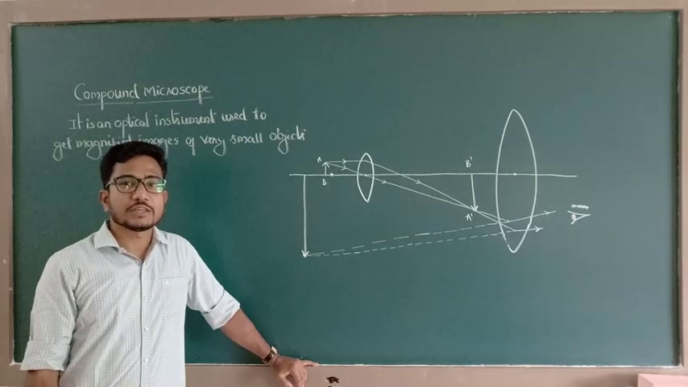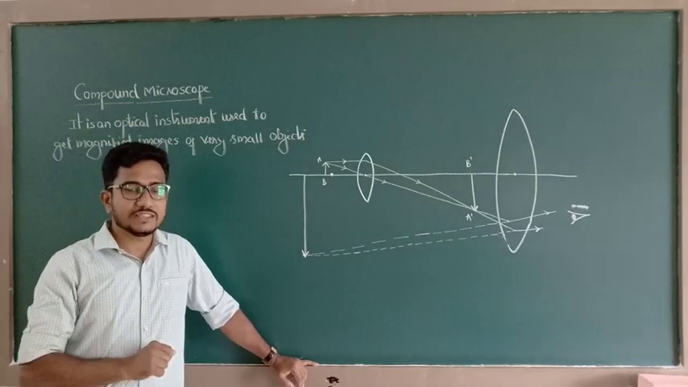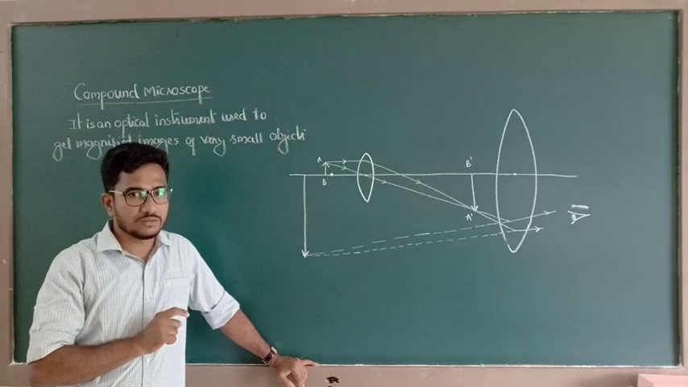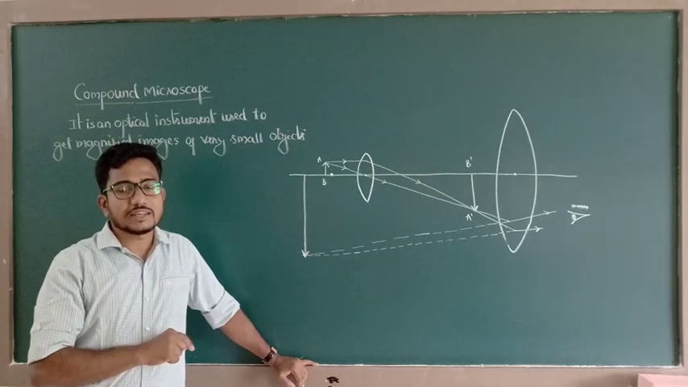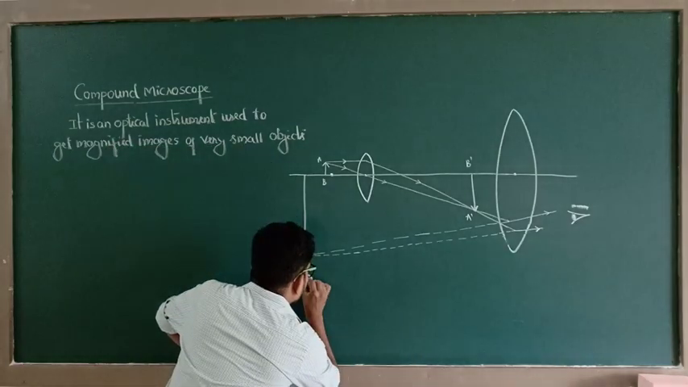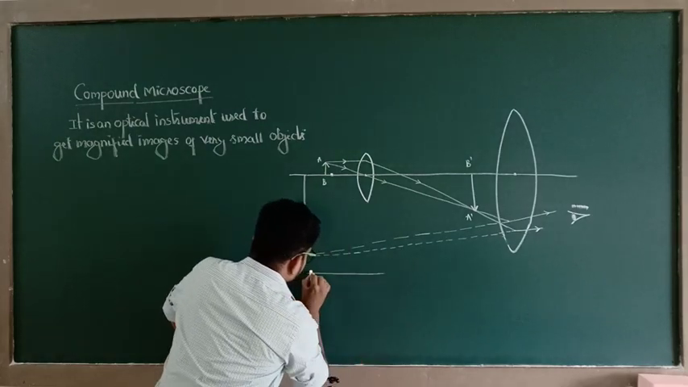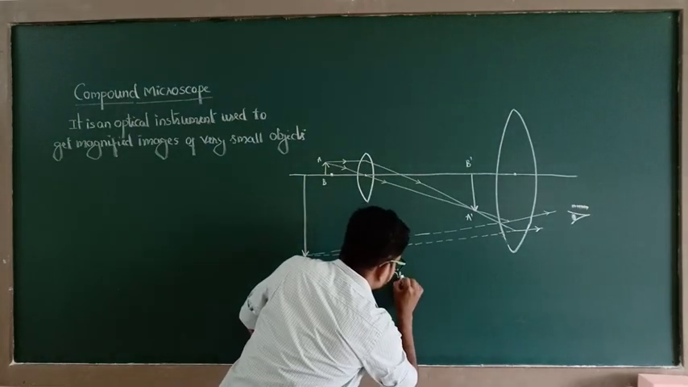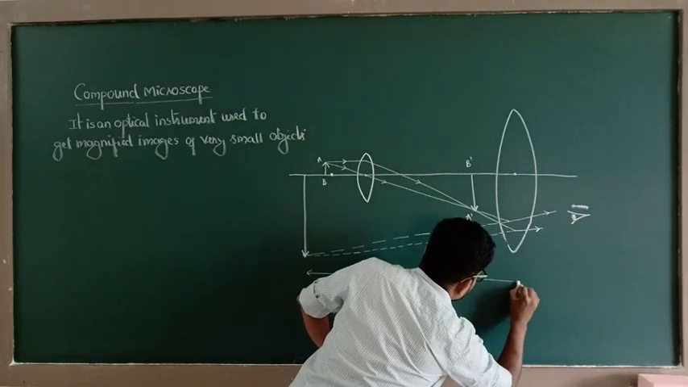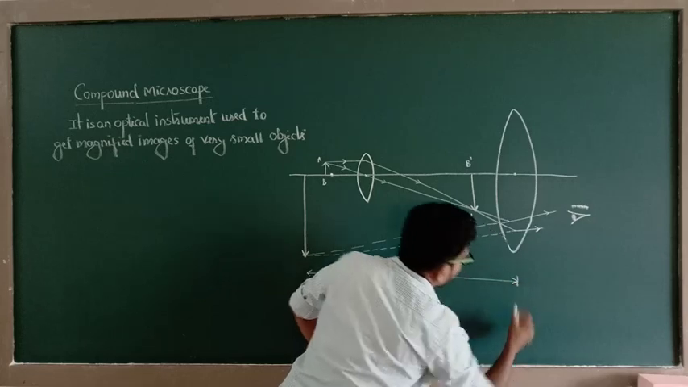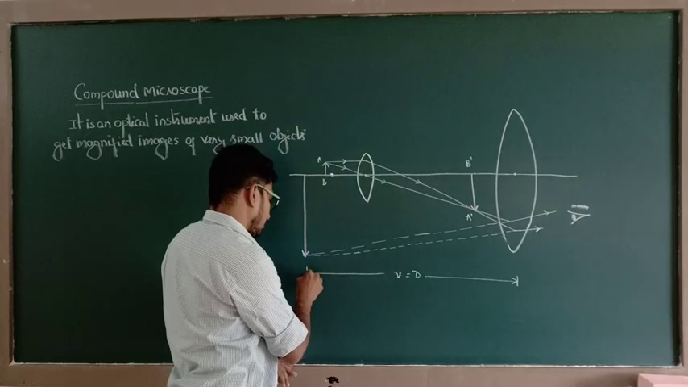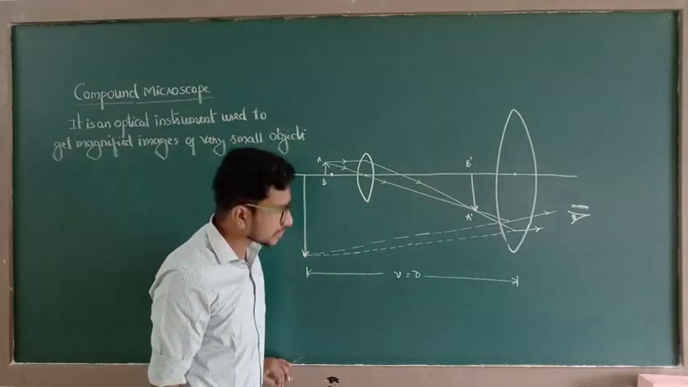Again, in case of a compound microscope, we are going to consider two types of settings. The first one is the image lies at the least distance of distinct vision, and the second one is the image lies at infinite distance. Now this distance, that is V, is equal to capital D, that is equal to 25 centimeter. So the distance between the optical center and the position of the image, this distance.